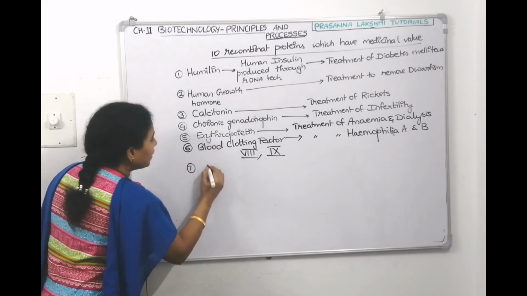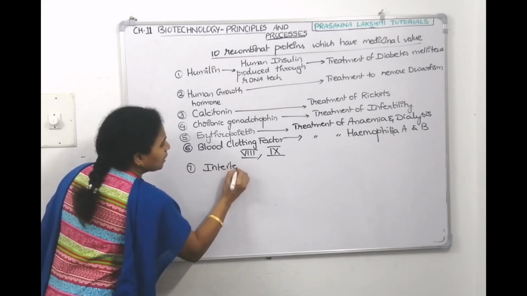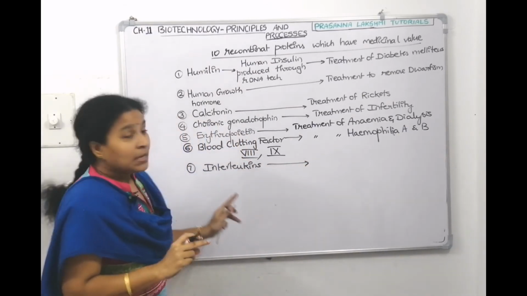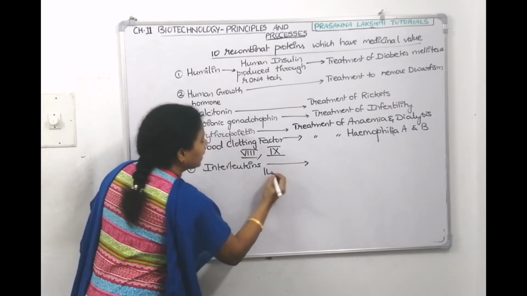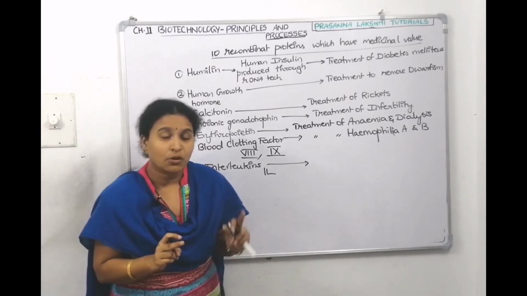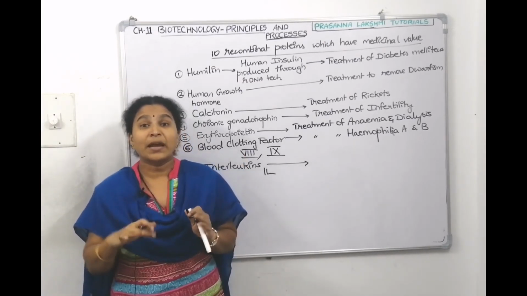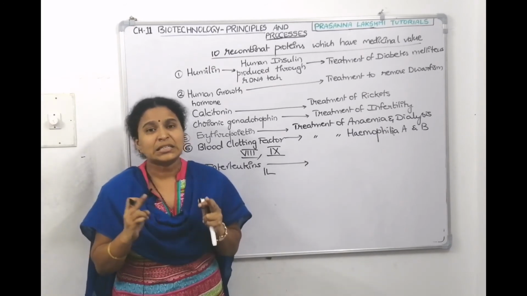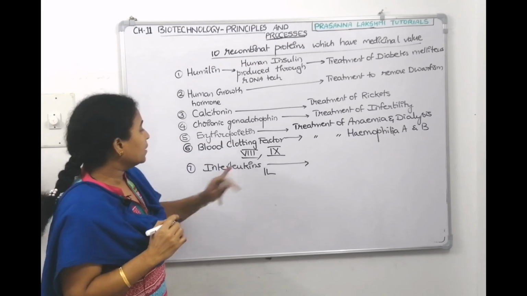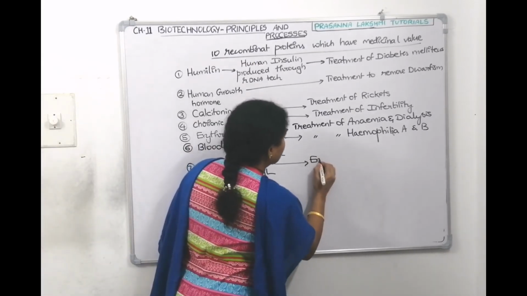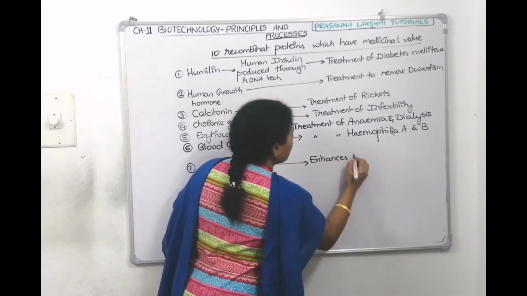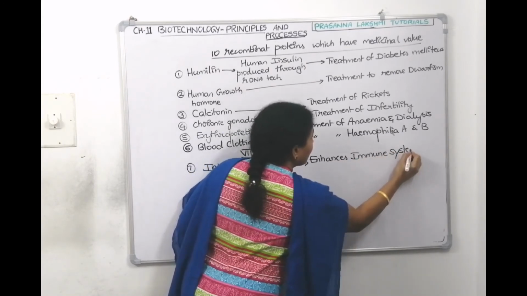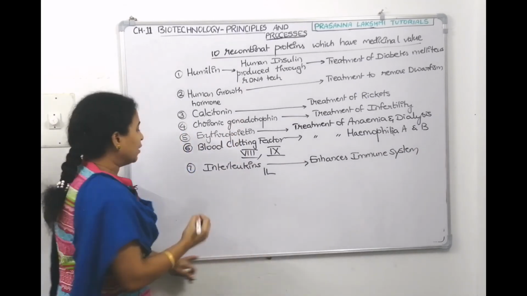Now, next, what can we write as interleukins? They can also be produced by biotechnology. Interleukins, we call them IL. Interleukins are produced by rDNA technology, which helps to enhance the immune system. If our immune system is enhanced, we will not suffer from diseases and illnesses very soon, right? So, interleukins help to enhance the immune system. What is the immune system? If it is strong, we can give a tough fight to pathogens.